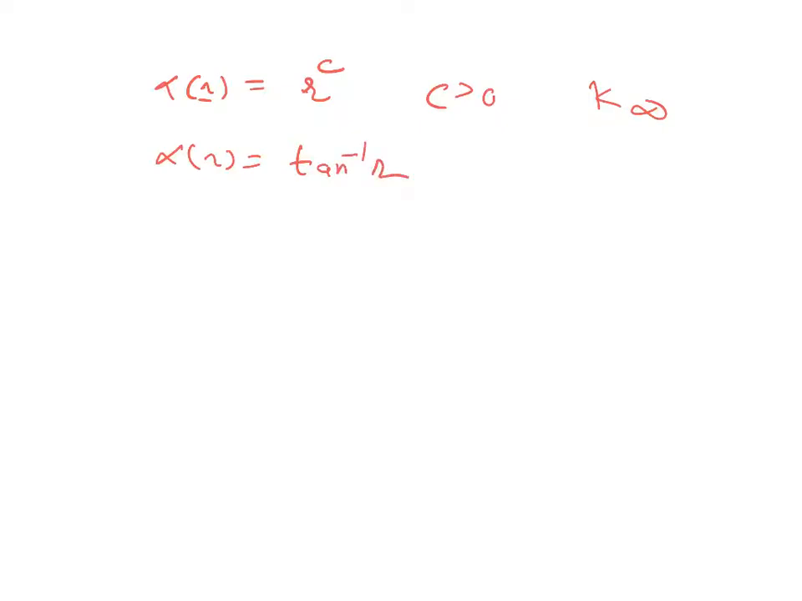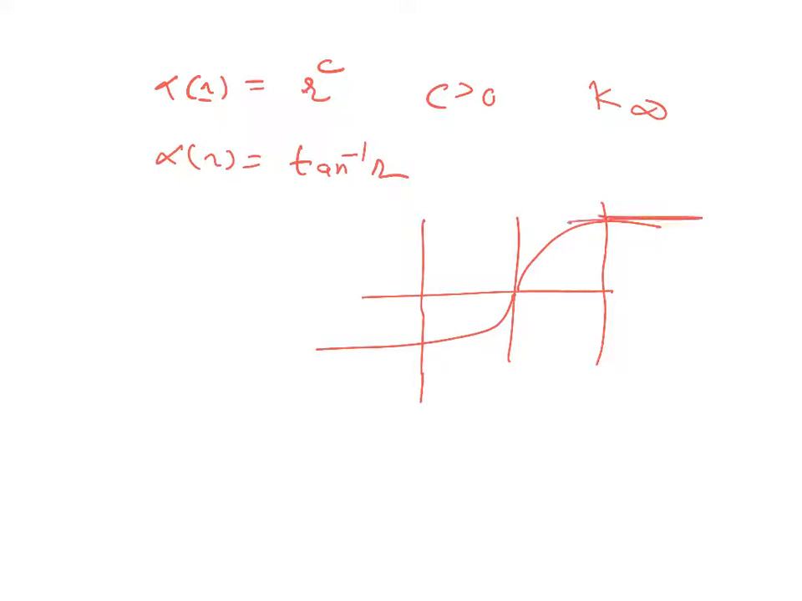What about alpha of r equals tan inverse r? How about that? If you see, tan inverse r is something like this, right? It goes up to plus or minus pi over 2, and after that it kind of saturates. It's always increasing, but it saturates. So it is class K, but not class K infinity. At r equals 0, it is 0. So yeah, it's a class K function. Things like that, right?